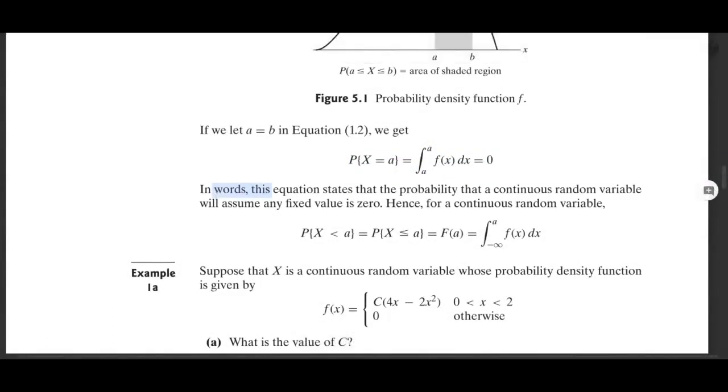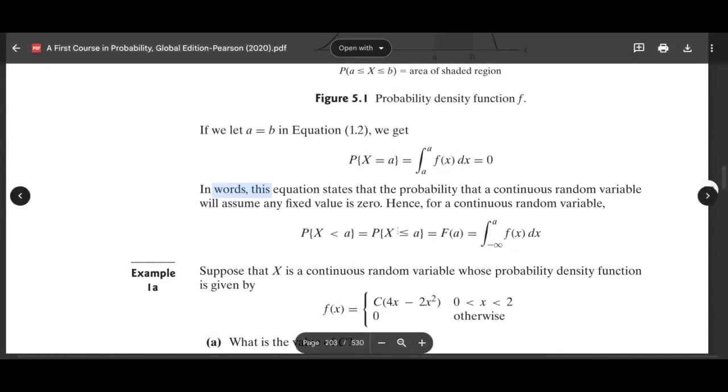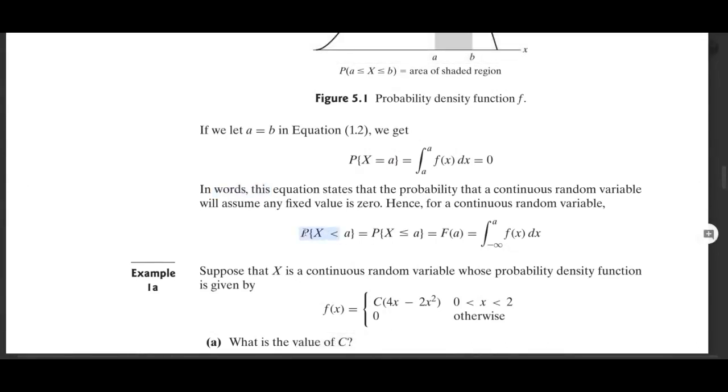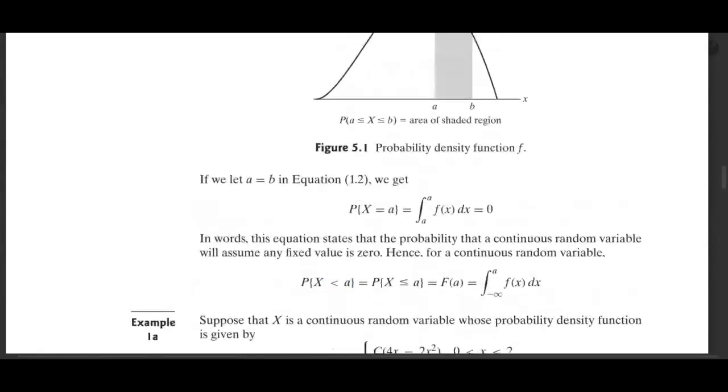In words, this equation states that the probability that a continuous random variable will assume any fixed value is 0. At any fixed real number, this is 0. Of course, it's one dimension, right? No area. We need two dimensions to talk about area. Hence, for a continuous random variable, we use notation like X less than a, X greater than a, X between two different numbers.